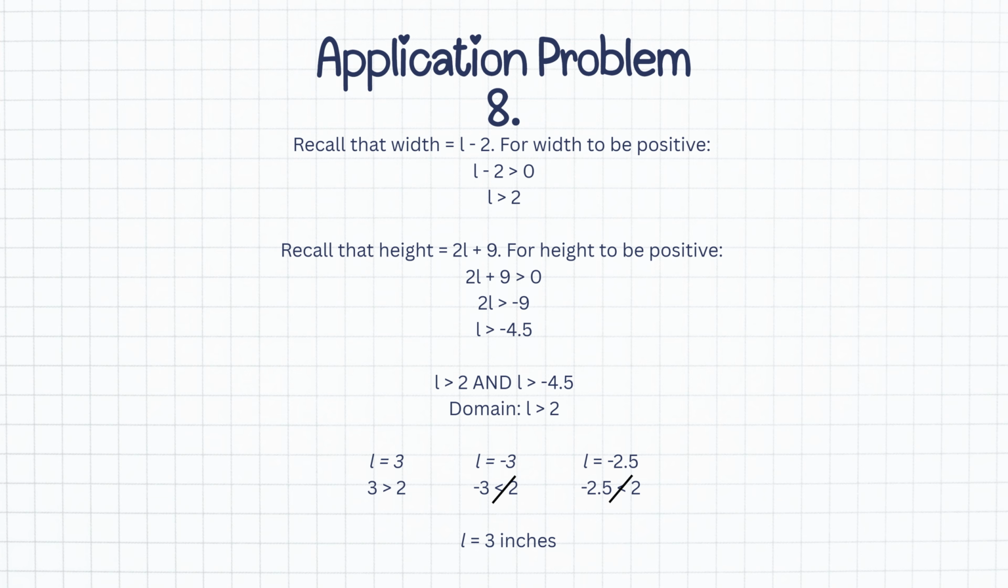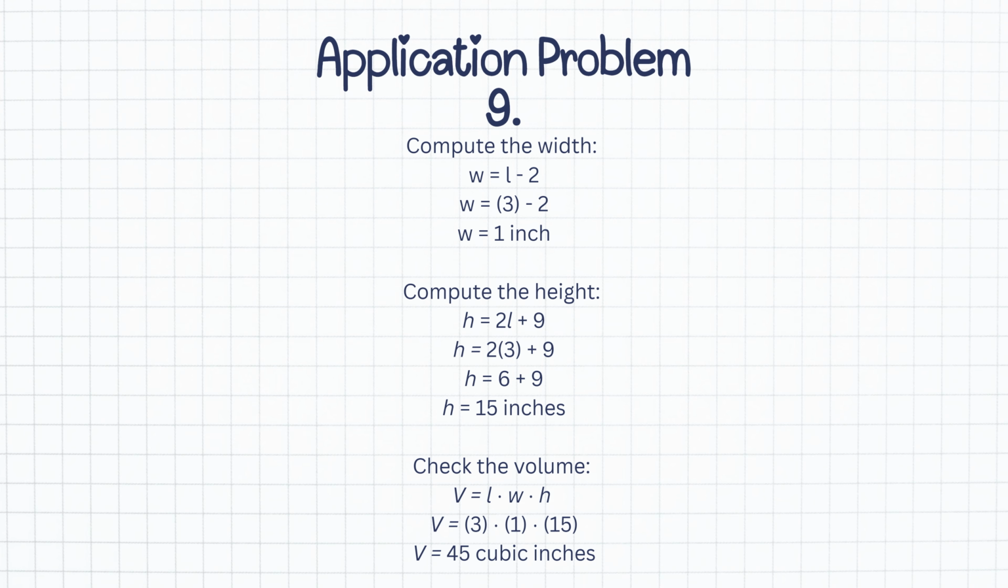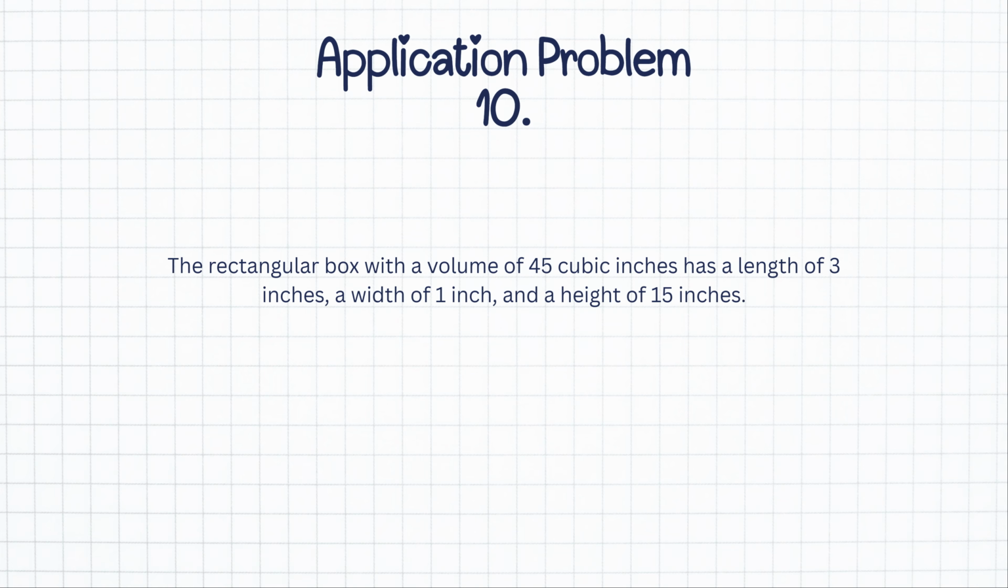Next, we apply physical constraints with the domain restriction, since all dimensions must be positive. We find that L must be greater than 2, and only L equals 3 is greater than 2, so it is the only physically valid solution. Now that we know the length is equal to 3, we can substitute it back into the width and height equations to find that the width is equal to 1 and the height is equal to 15. Substituting all these values back into the volume formula, we get 45, which matches the required volume. Therefore, the rectangular box with a volume of 45 cubic inches has a length of 3 inches, a width of 1 inch, and a height of 15 inches.